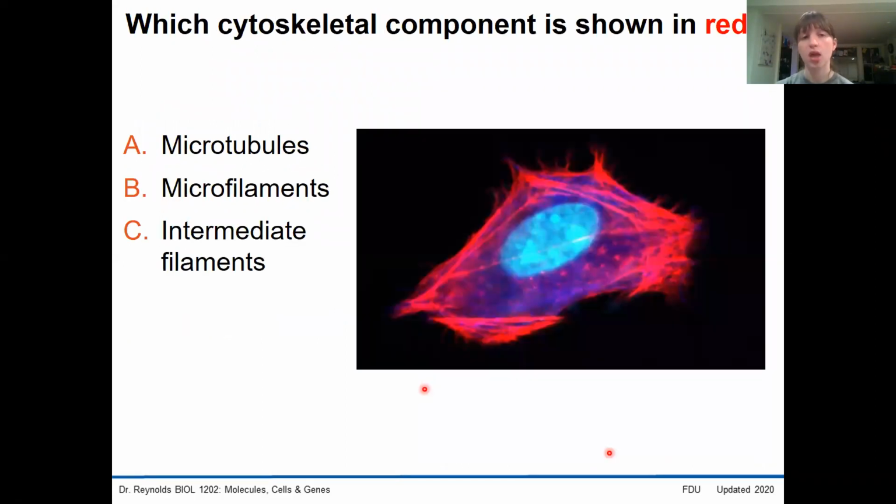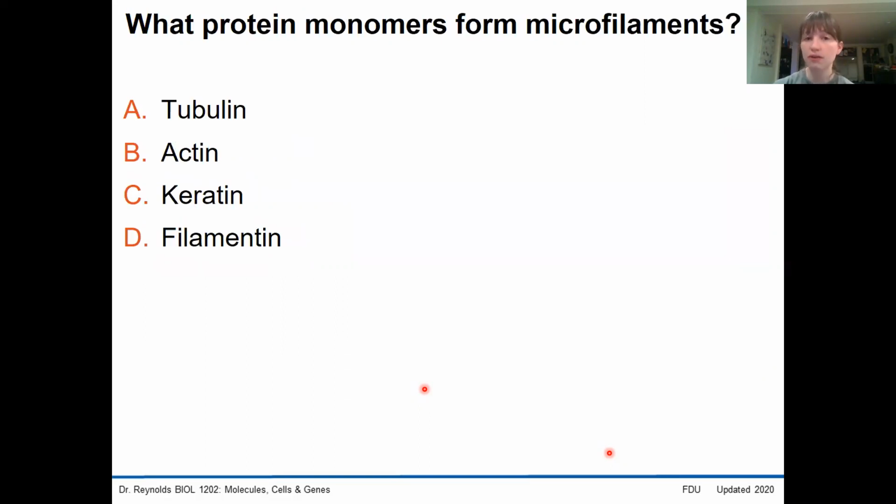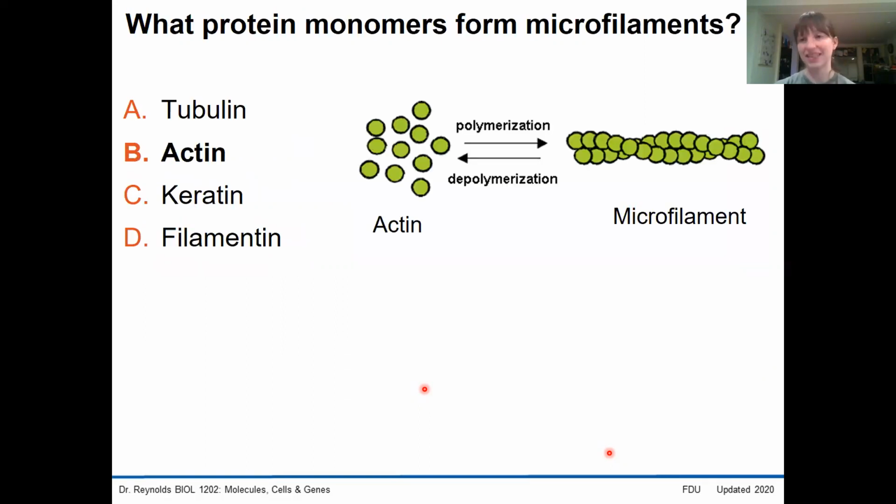Which cytoskeletal component is shown in red? In this case, the fact that these cytoskeletal components are around the outside of the cell tells us that this is the cell cortex, which is made out of microfilaments, and the protein monomer that forms microfilaments is actin. Remember that both microfilaments and microtubules can polymerize and depolymerize, in part because they're made of monomers, so we can form and deform them as needed for the cell.